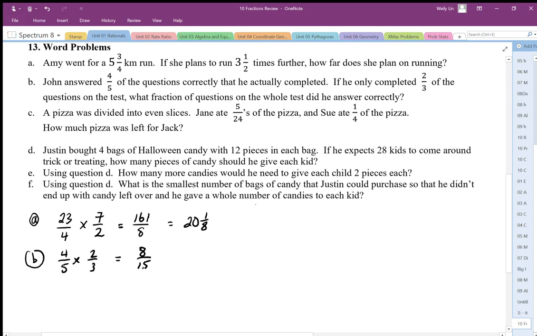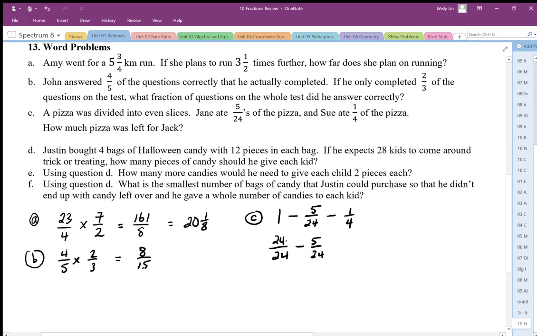Part C. So the pizza is divided into even slices. Jane ate 5/24 of the pizza, and Sue ate 1/4 of the pizza. How much is left for Jack? Okay, so we have a whole pizza, and we're going to take away 5/24 of it, and we're going to take away 1/4 of it. So it looks like here the common denominator is 24. So we're going to divide that pizza into 24 slices. We're going to take away 5 slices for Jane.